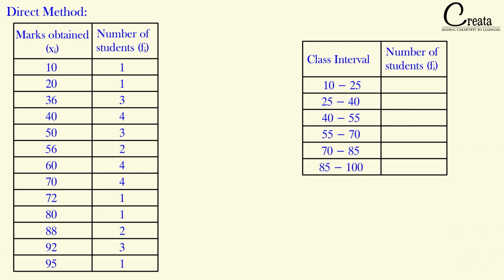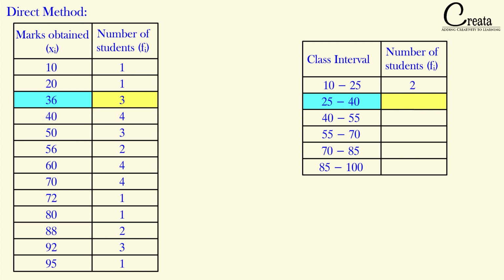Let's see the number of students. How many students got the marks between 10 to 25? Only two students. So 2 will come in the number of students. Let's go for 25 to 40. 3 students got the marks as 36 and 4 students got the marks as 40. Note that these 4 students who got the marks as 40 will not come in this class interval. They will come in the next class interval of 40 to 55.